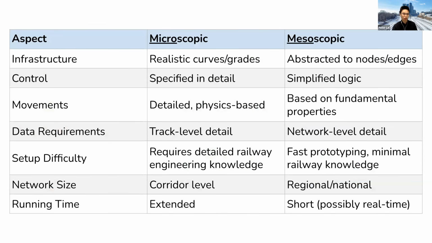So here's a chart that goes into the comparison between micro and mesoscopic models in more detail. I've touched on some of this in my previous slide already, but the general idea is that we're representing the network in nodes and edges in a graph format. We're using simplified control logic, and we're not calculating things like the physical motion equations of the train dynamics, and we're not thinking about traction and resistances. So that means we can model things at a bigger scale and get results faster as well.